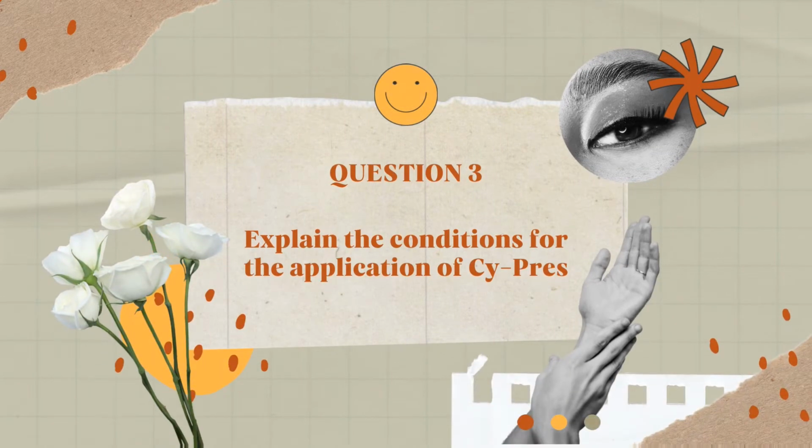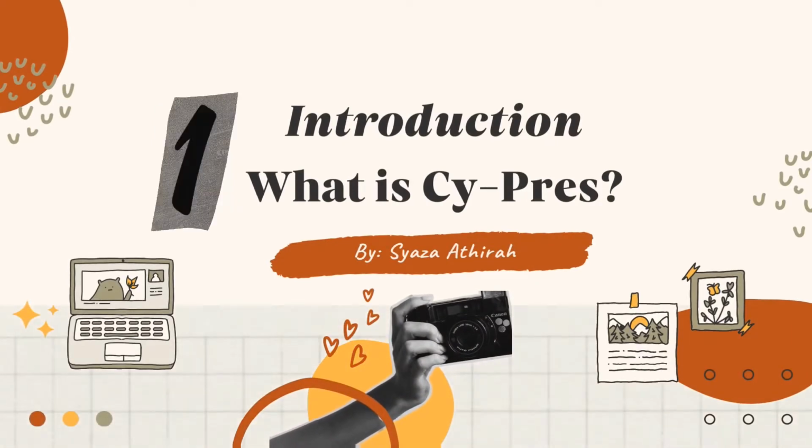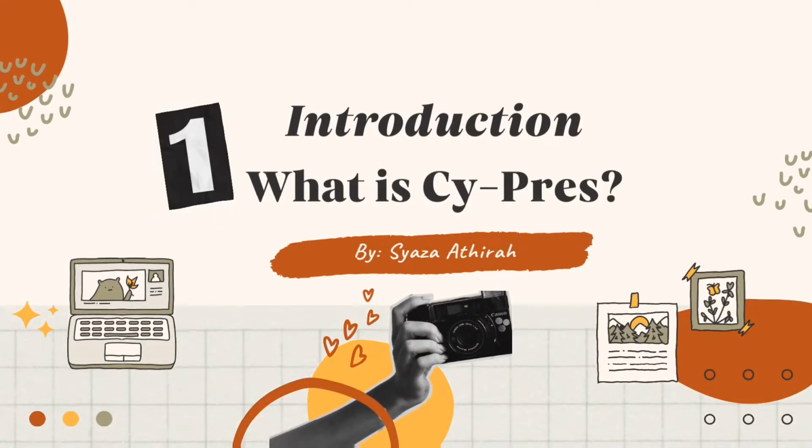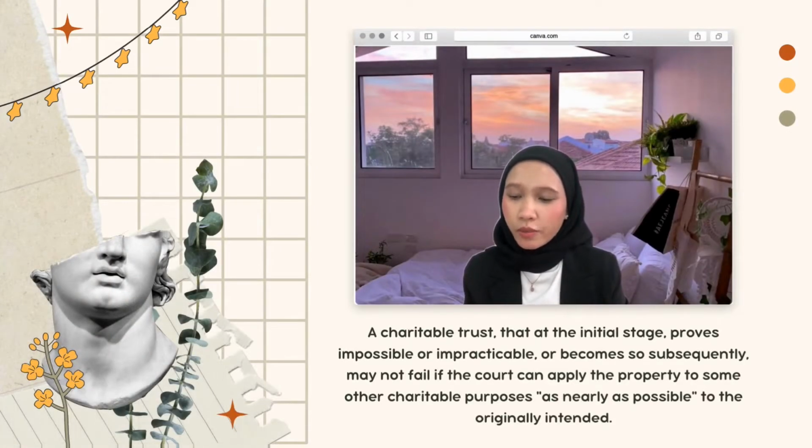Question 3. Explain the conditions for the application of Cyprus. Cyprus is a doctrine where a charitable trust that at the initial stage proved impossible or impracticable, or becomes so subsequently, may not fail if the court can apply the property to some other charitable purposes as nearly as possible to the originally intended.